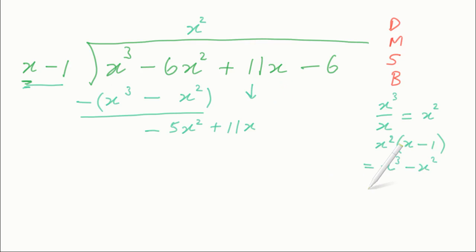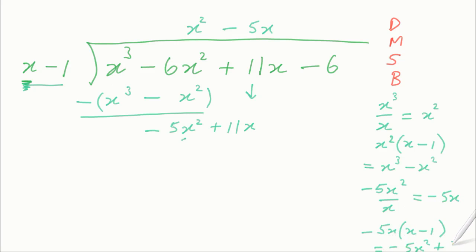So the next step is minus 5x squared. Once again, always looking at that first term here, dividing by only the x, and that is equal to minus 5x, and put that up here. Then multiply minus 5x by x minus 1, and that equals minus 5x squared plus 5x, and write that underneath here. So minus 5x squared plus 5x.